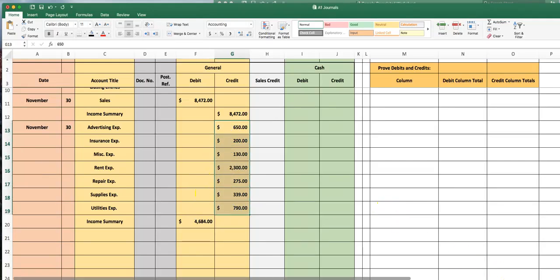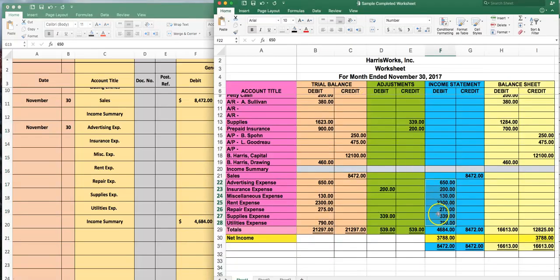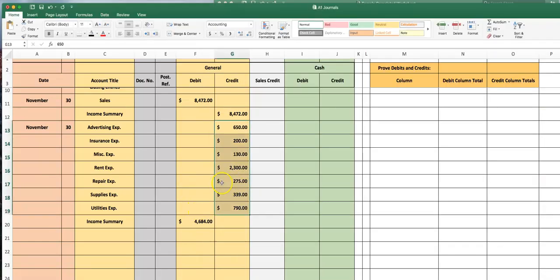It says down here, you can see it. Oh, wait, no, you can't. 4684 is going to be the total of all of our expenses. If I bring back the worksheet, 4684, it's right there. All of the expenses equal out to that. So we have all these credits. Now we have a debit that's just going to equal out all these credits so that we have equality with debits and credits.